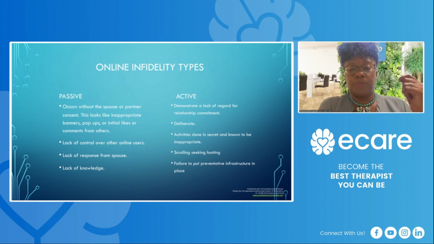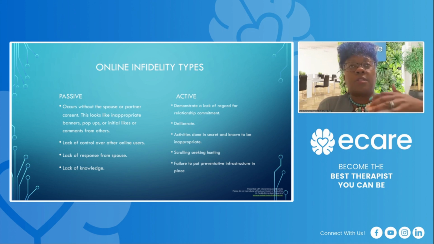Active. So this is really when the person is actually participating, pursuing. Alex was definitely in the active on the online infidelity type. He was demonstrating a lack of regard for the commitment he made in his relationship. He was very deliberate. He was doing these activities in secret. As you remember, it had been about 6 months even before Sarah even discovered it.